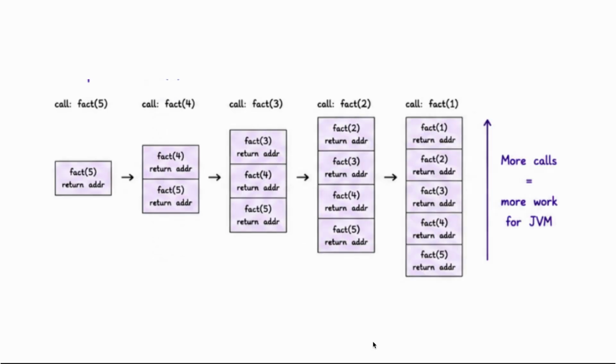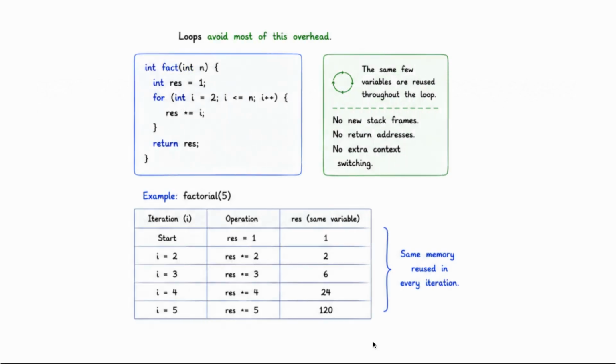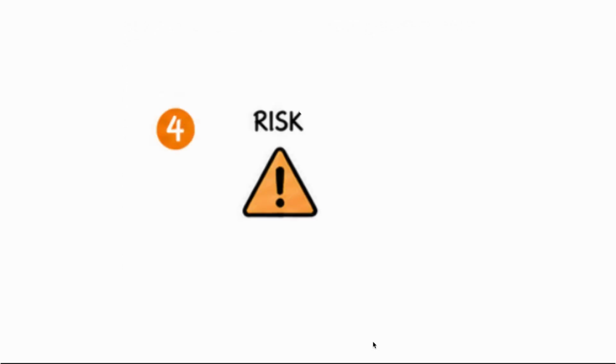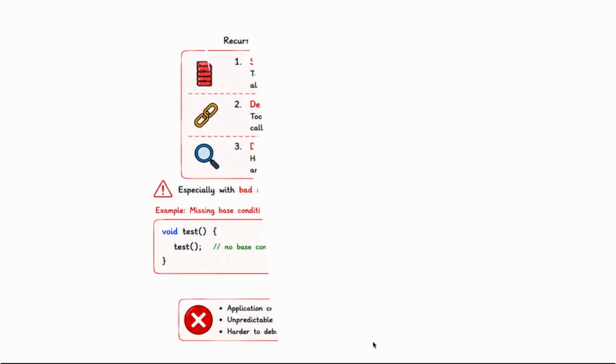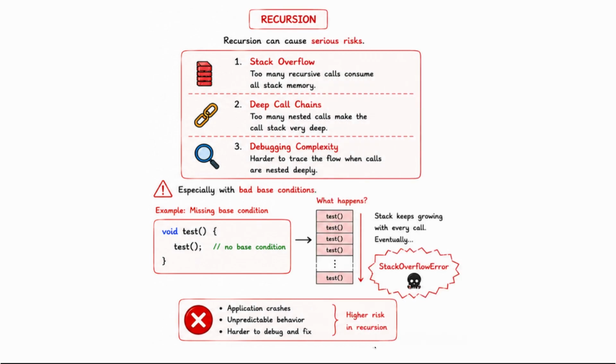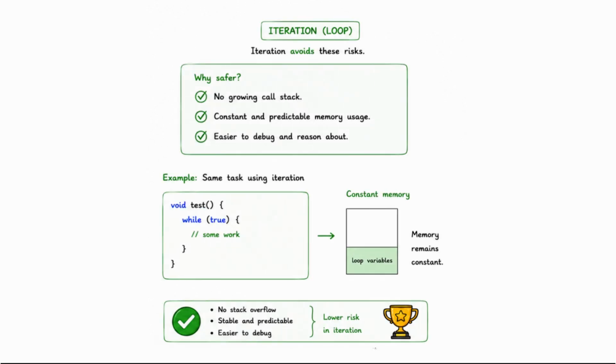Third is performance. Iteration is usually faster because recursive calls have function call overhead. The JVM has to create stack frames, manage return addresses, maintain execution context. Loops avoid most of that overhead. Fourth is risk. Iteration is generally safer. Recursion can cause stack overflow, deep call chains, right? And debugging complexity, especially with a bad base condition, right?